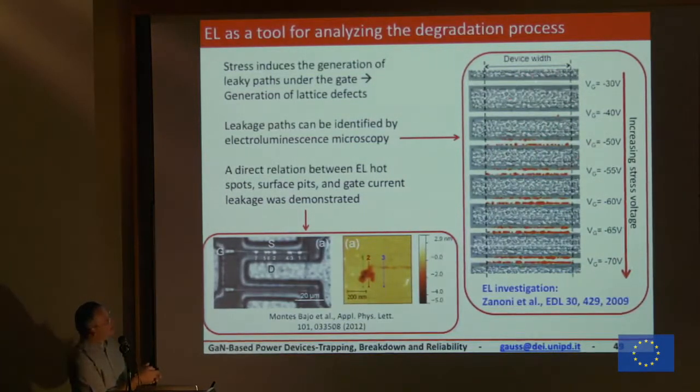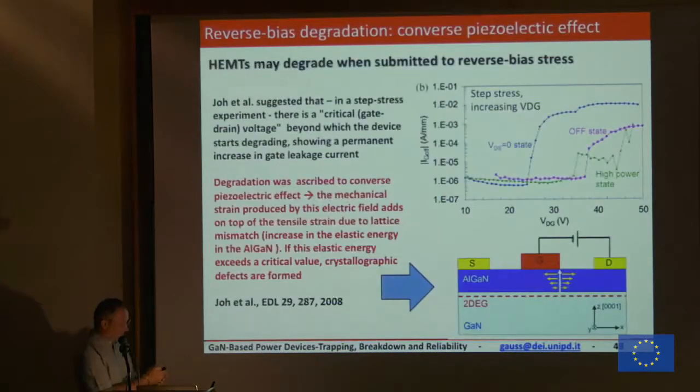So this is the same device during the stress at minus 30, minus 40, minus 50, and so on. And you see the appearance of many, many spots. So we are degrading the gate edge. So really, we are creating damage at the gate edge here.